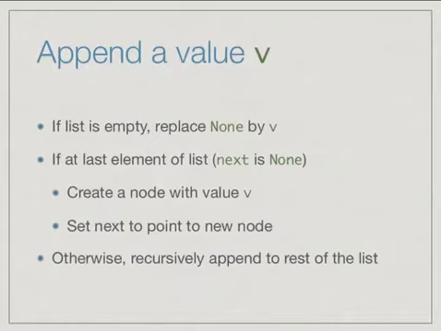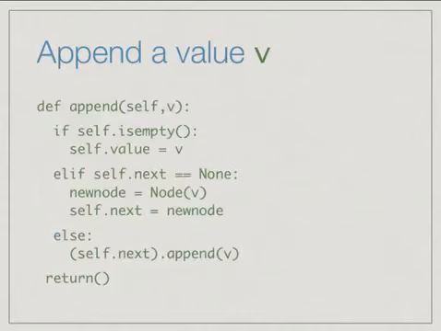And if this is not the last value, then we can just recursively say to the rest of the list, treat this as a new list starting at the next element, take the next element and recursively append v to that. So this gives us a very simple recursive definition of append.